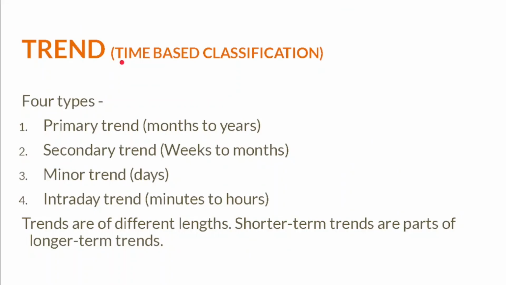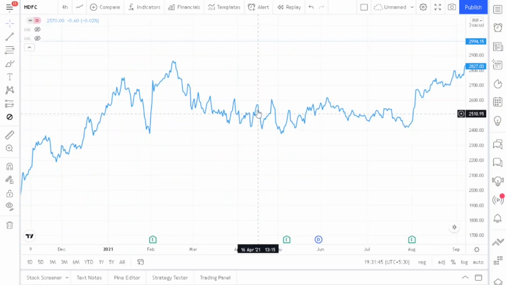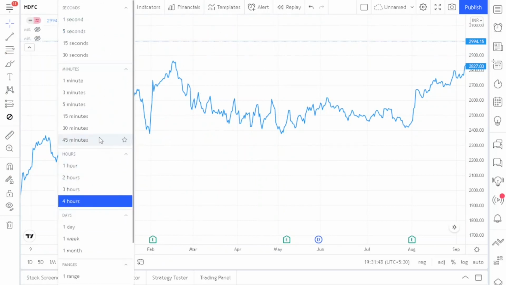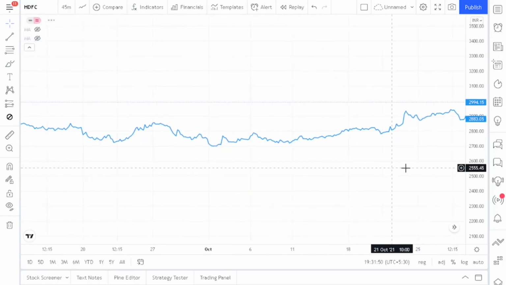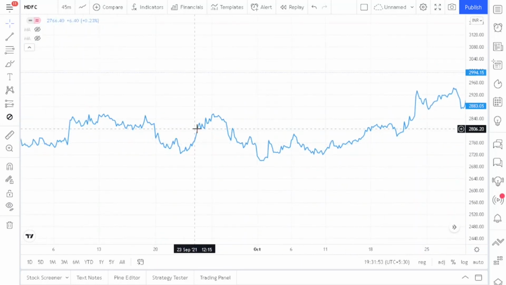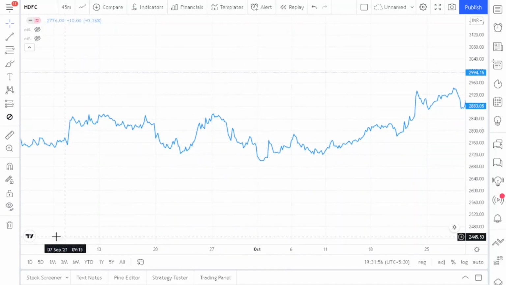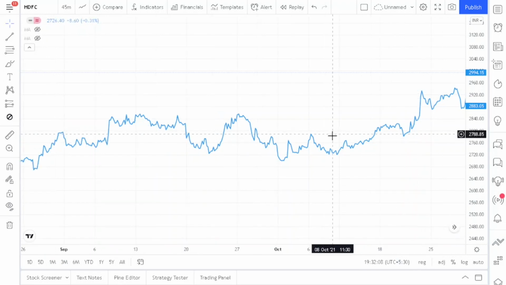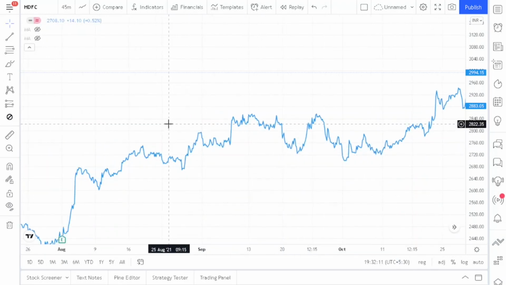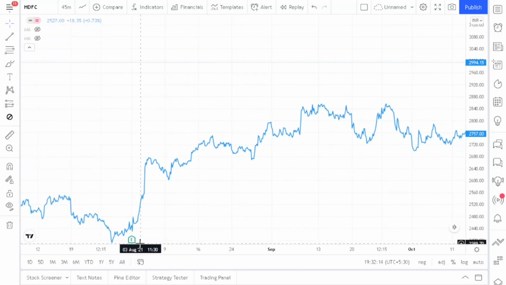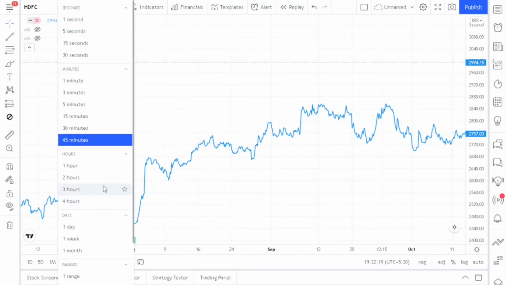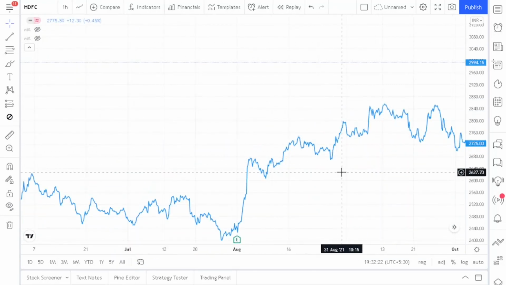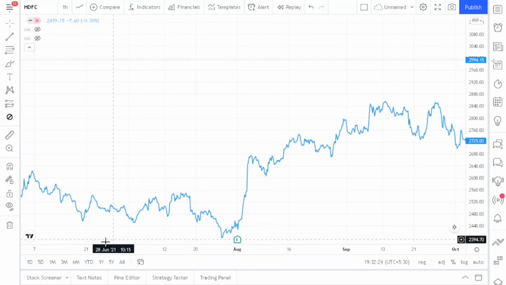Now let's talk about the minor trend, which is the third kind of trend. For the minor trend, I am going to use maybe 45-minute charts to look at what the trend is. I am able to look at some days of data, like from 6th of September to 25th of September. So it is data for a few days. And if I zoom out a little bit, then I am able to look at a few weeks or a few months of data. So you can use this 45-minute chart or 1 hour chart to look at the minor trend, right? Which ranges from a few weeks to a few months.